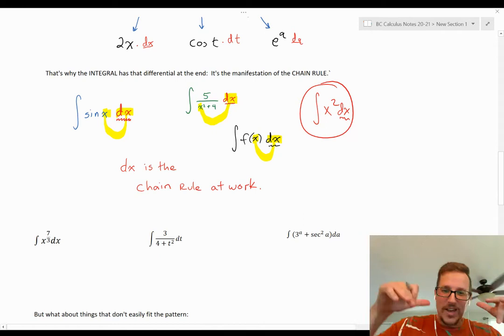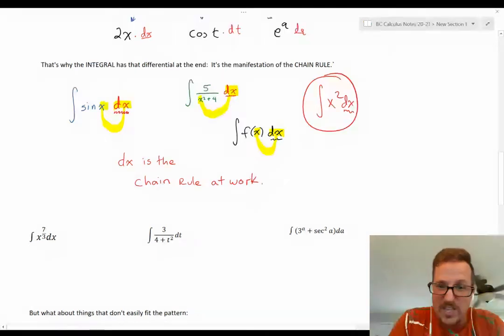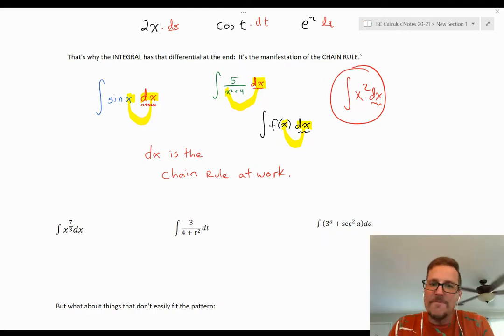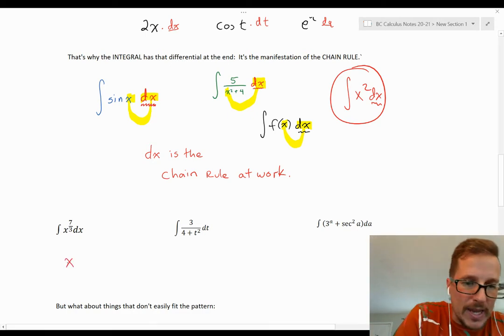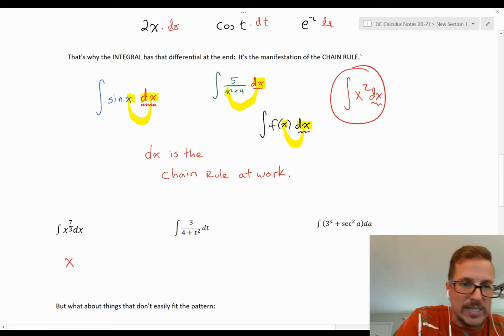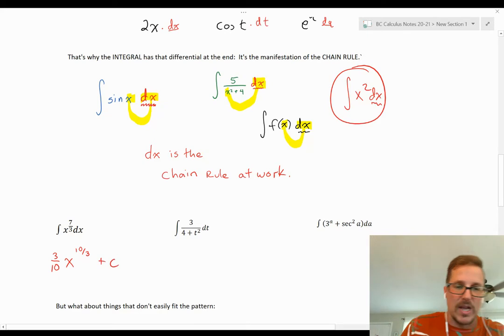Okay, so here we have 3 integrals where we see an easy pattern, right? That dx is the manifestation of the chain rule. We've kind of established that. But when we're trying to find an antiderivative, sometimes it's easy. The integral of x to the 7/3 dx follows the anti-power rule. That'd be simple, right? We add 1 to 7/3, so that would be 10/3, and then multiply by the reciprocal of that, so 3/10, and then add this mystery constant.